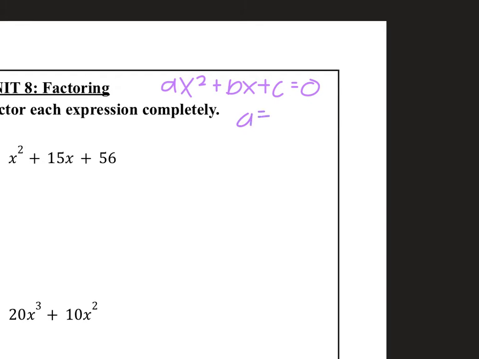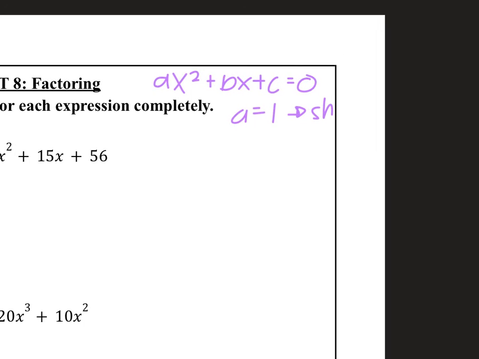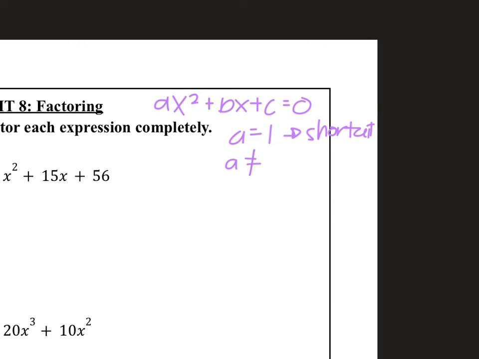If my a value is 1, then we can just use our shortcut. If a does not equal 1, we're going to have to factor by grouping. And one more thing, if there's only 2 terms, you're just going to take out the GCF. Okay, so let's go ahead and look at these examples.